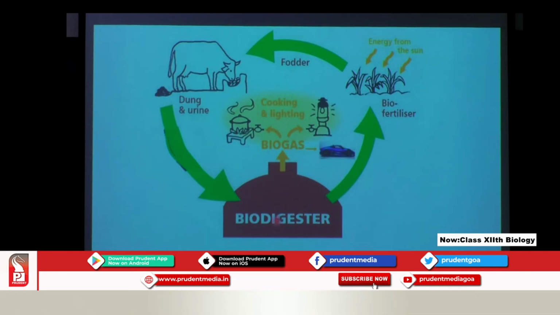Now in the biodigester, the dung and urine are put. And the biogas which is produced is used for cooking and for lighting, and the remaining fertilizer is used for the plants. Here the plants grow and are used by the animals. The fertilizer is used for the growth of the plants, which become fodder, and then once again it gives us dung, and it is a cycle.